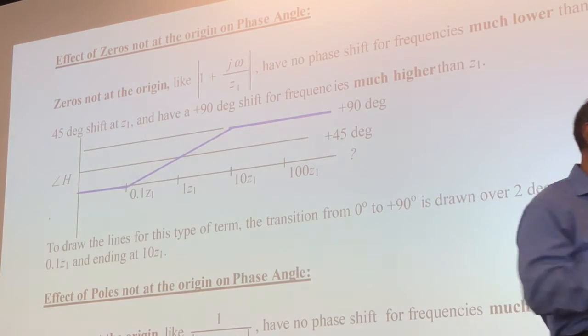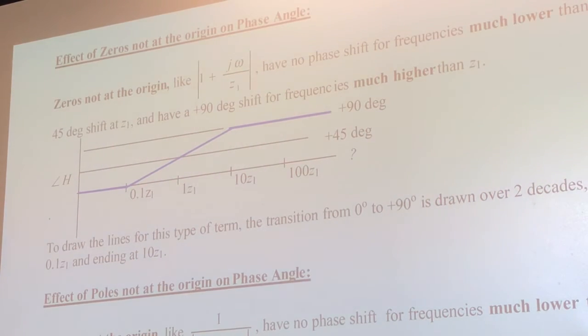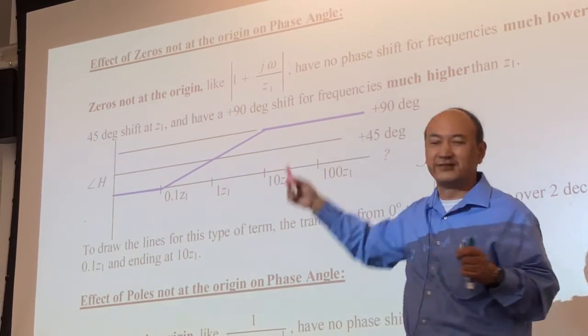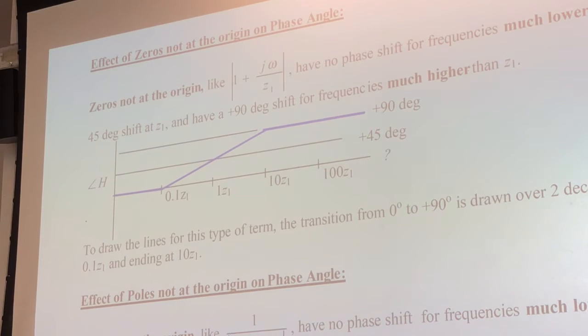Why? You did ask, why? Okay, when I was a student, I didn't know that. I tell you, I didn't know that. So now I learn how to ask why. Just ask why. Why 45 across that point? The answer is surprisingly easy. The reason is, when you put omega as z1, what do you get? It's 1 plus j. What is 1 plus j? It's square root of 2 e to the j 45 degrees.